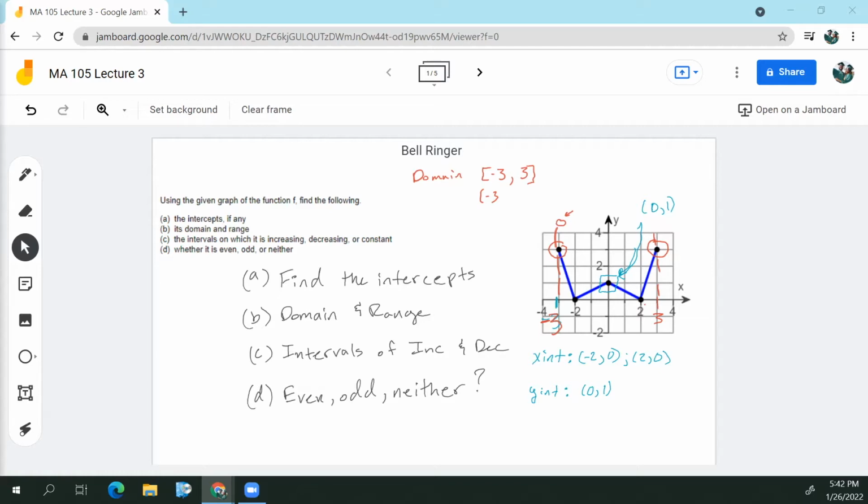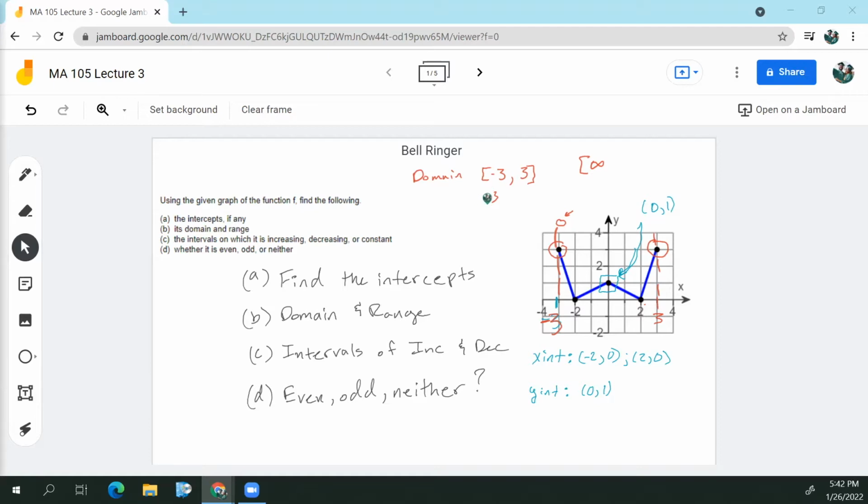Now check this out. If I'm dealing with infinity, always use parentheses. Why? Because is infinity a number? No. Infinity is a concept. It's not a number. Everybody get that? So don't include infinity. You will get it wrong every single time because it's not a number. All right.